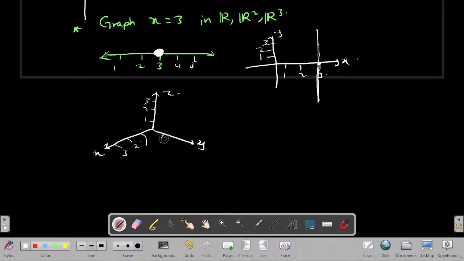My y to be what, 1, 2, 3. This is a three-dimensional space, and I want to draw s is equal to 3. Look at how it's going to be. It's going to be a plane which cuts across our coordinates. S is equal to 3, so it's going to cut across here. See, it is passing through the 3, but it's going to be a plane.